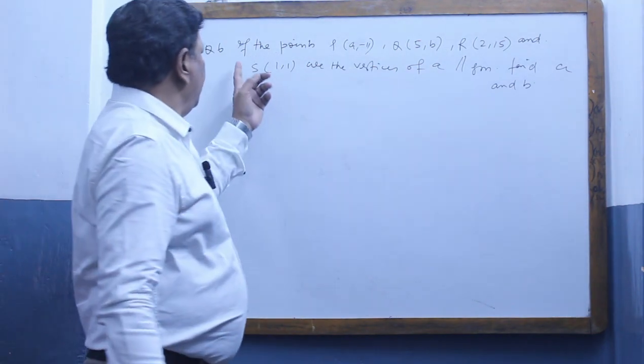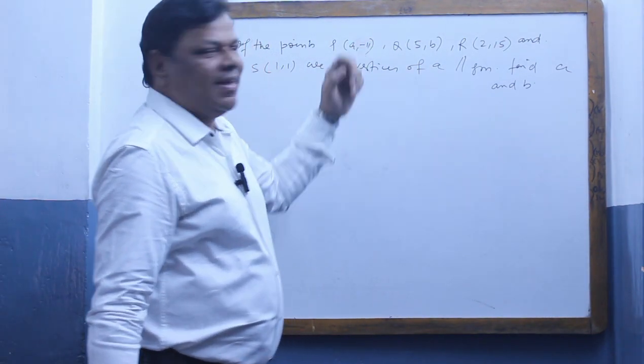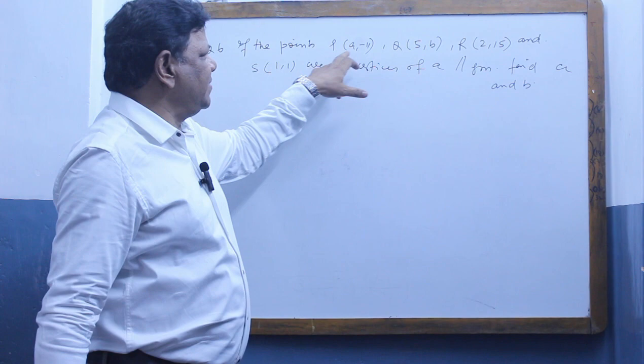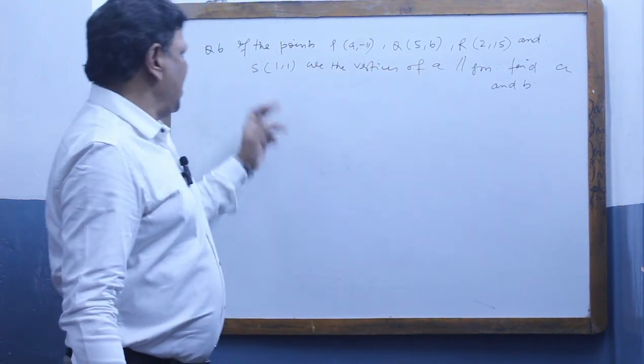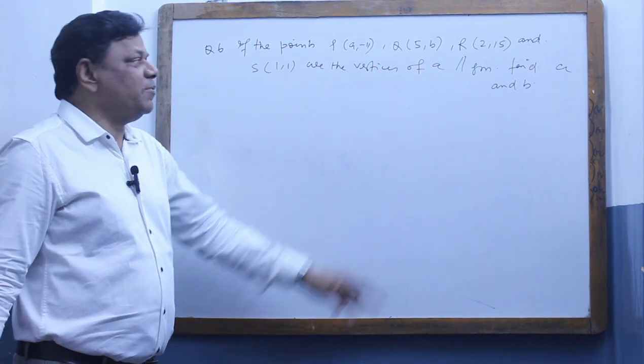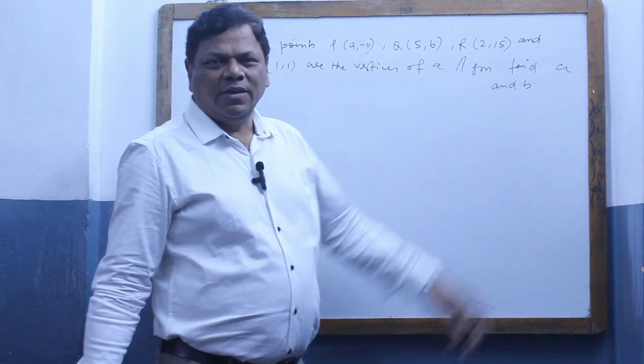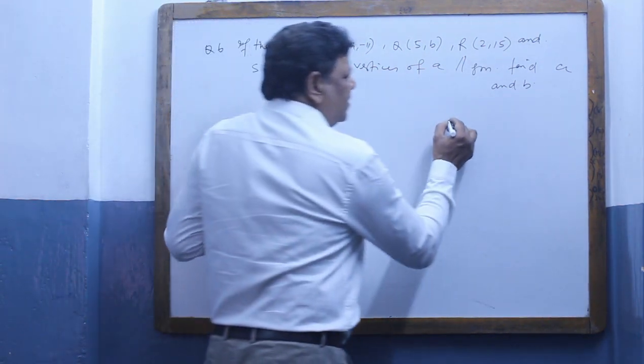Hello children. If the points P (a, -11), Q (5, b), R (2, 15), and S (1, 1) are the vertices of a parallelogram, find a and b. This is the parallelogram.